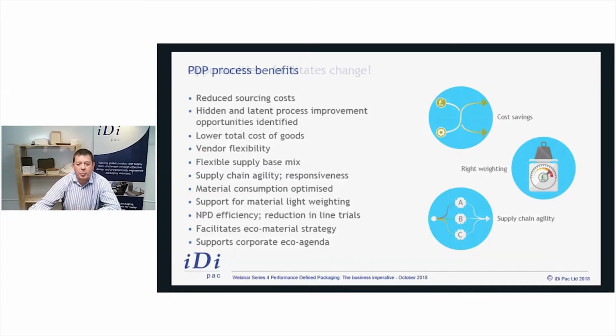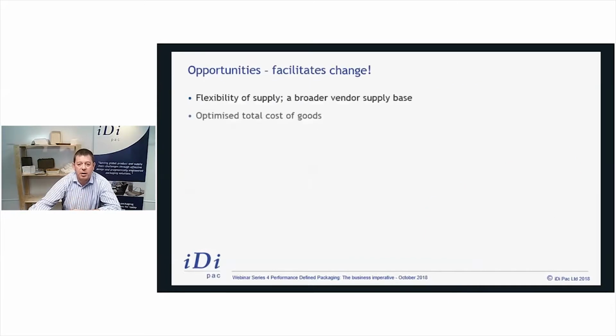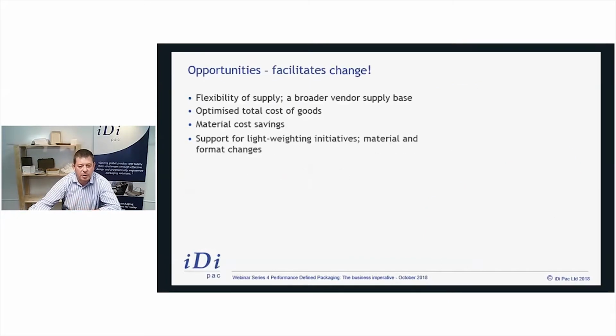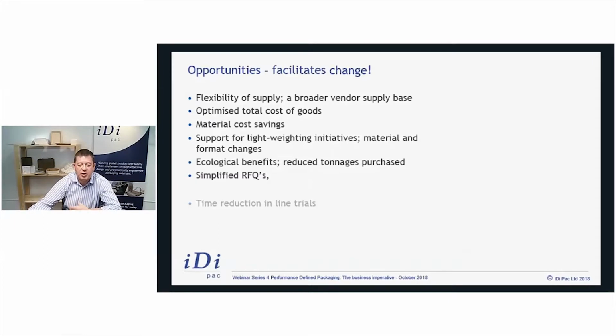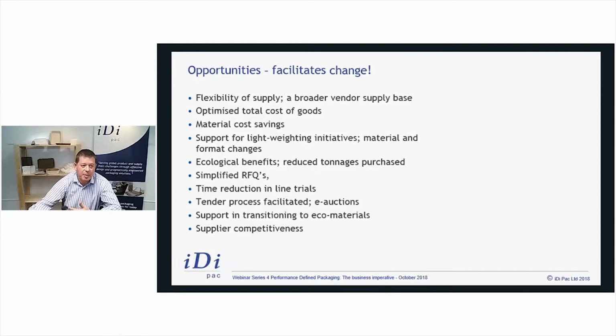So looking at the opportunities now, we've got this flexibility of supply, this broader vendor supply base. It facilitates that business change and supports a sustainable business, green from a sustainability and eco perspective, and also a business saving in terms of dollars, euros, whatever. We've already discussed this broader vendor base. In addition, we also have this greater flexibility in material, which in turn creates material and cost savings.